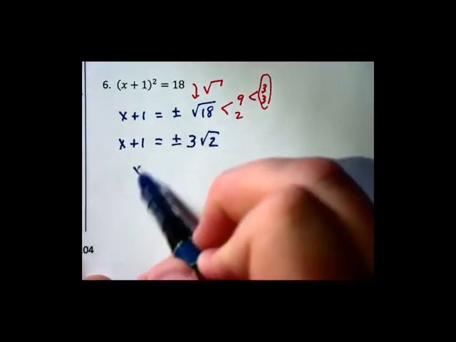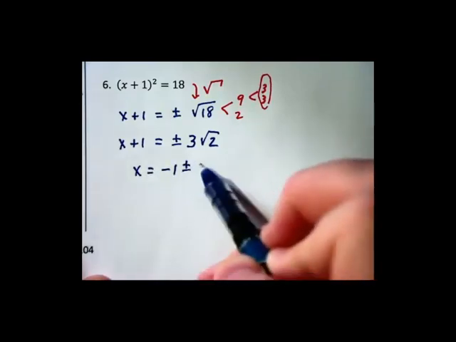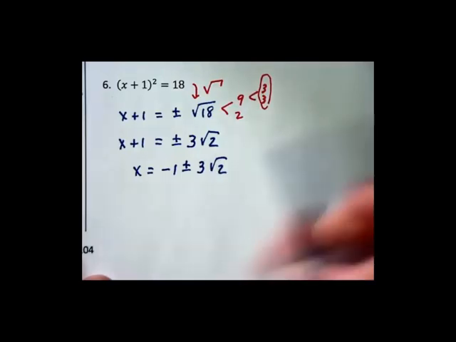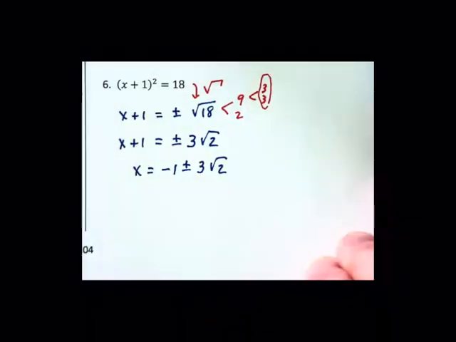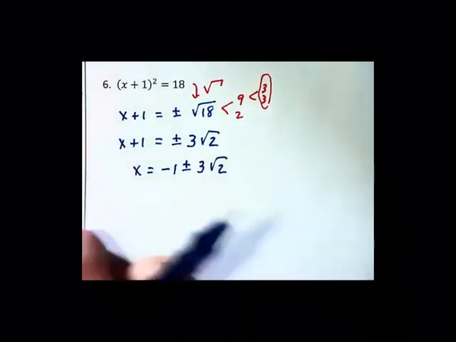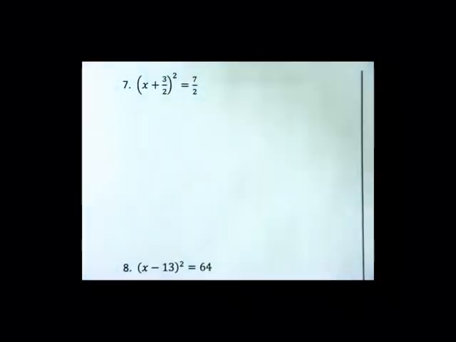And now subtracting the 1 on each side, writing it to the left of the plus or minus sign, we have negative 1 plus or minus 3 root 2 as our solution set. Okay, problem number 7. Ooh, a fraction. Let's have some fun with this.